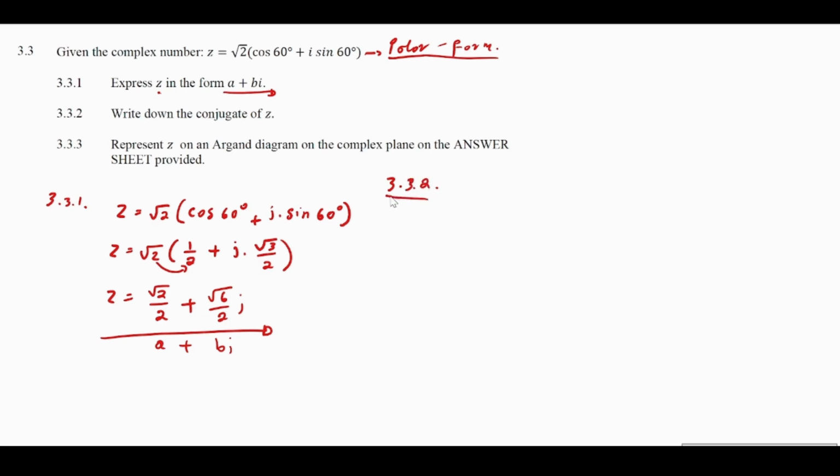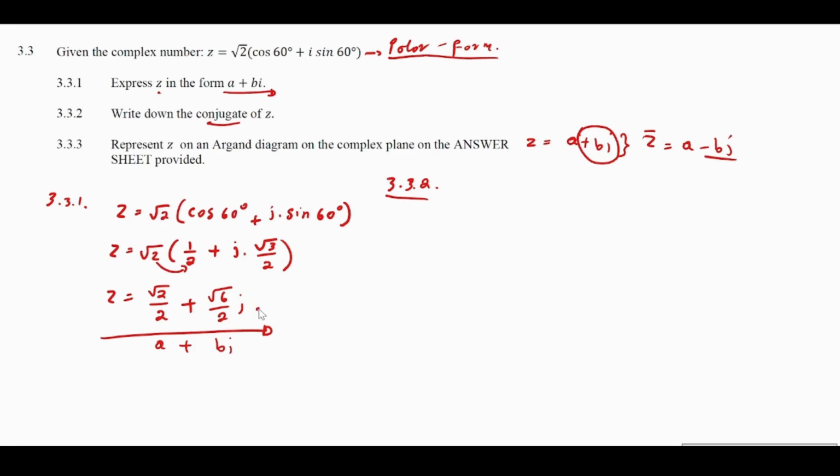3.3.2, it says write down the conjugate. Remember, guys, for the conjugate, you change the sign of the complex part. If you are given z equals a plus bi, when you write down the conjugate, you change the sign of the complex part. So your conjugate is going to be a minus bi. So this part here is the one that is complex. You change the sign of that part.